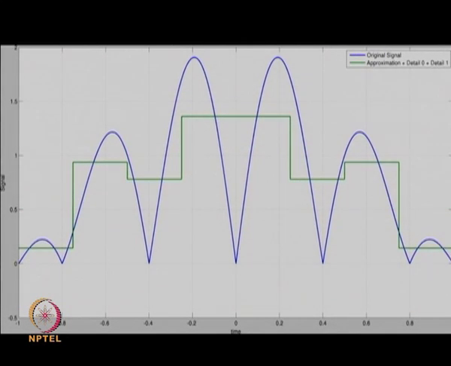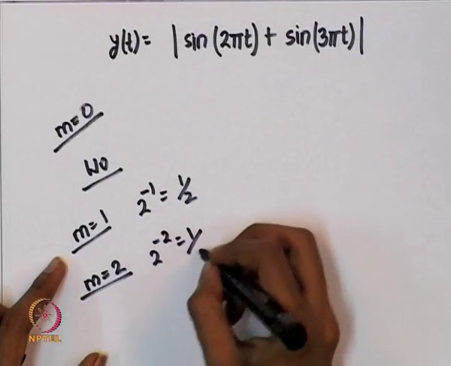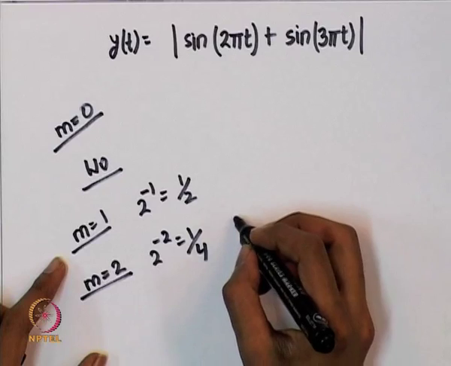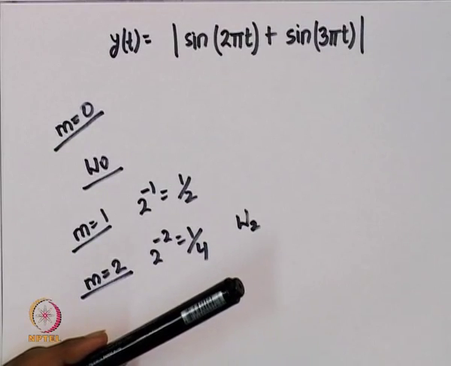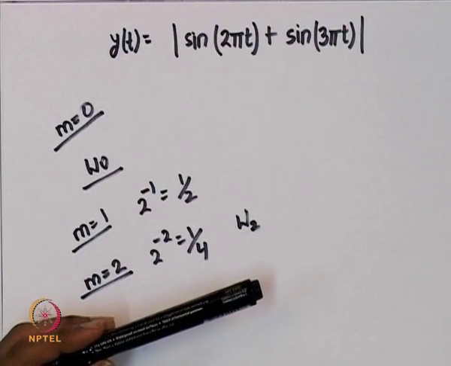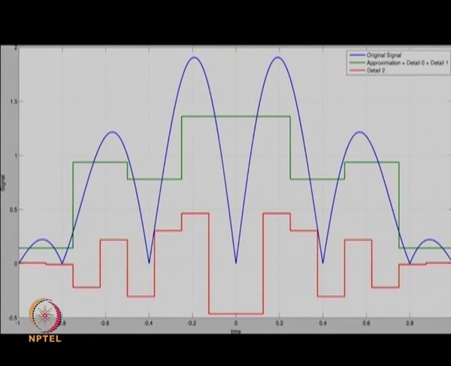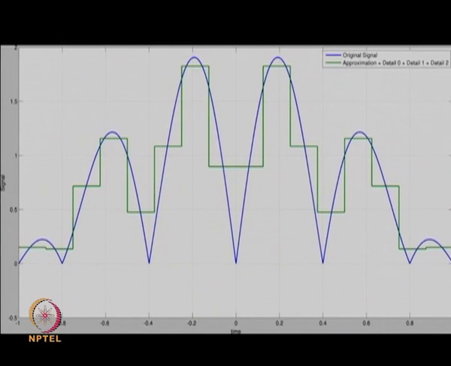Now we can add another finer detail, that is the projection of the signal on the W2 space, and which looks like this. When we add these two, we again get an even better approximation to the signal, which looks like this, shown in green.